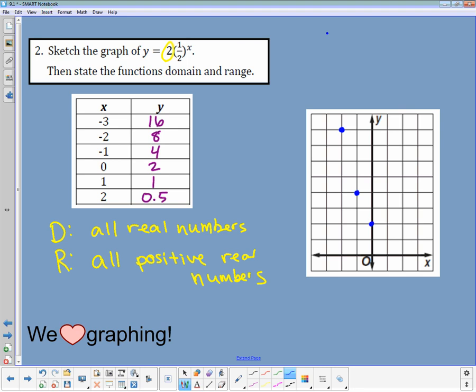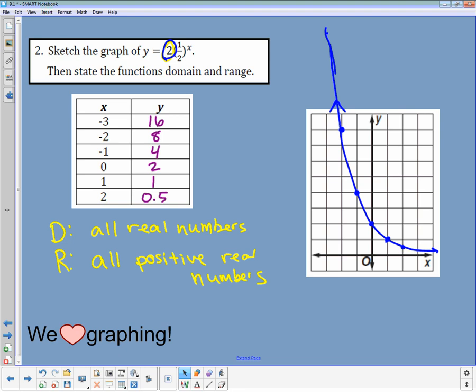0, 2. There's that y-intercept we talked about. The a value is always our y-intercept. 1 and 1, and 2 and 0.5. So I know my graph is coming down from way up there somewhere, and it curves, and again, that x-axis is an asymptote, so it never touches the x-axis. It's not going to cross it. It's just going to come really close to it.